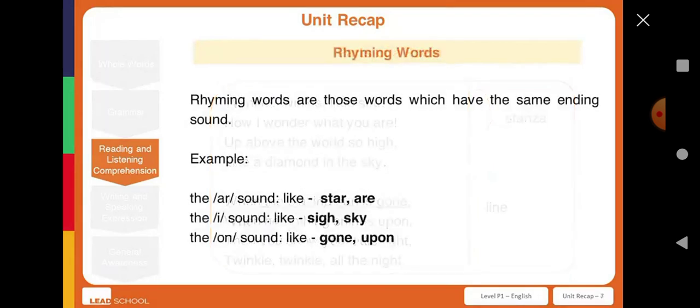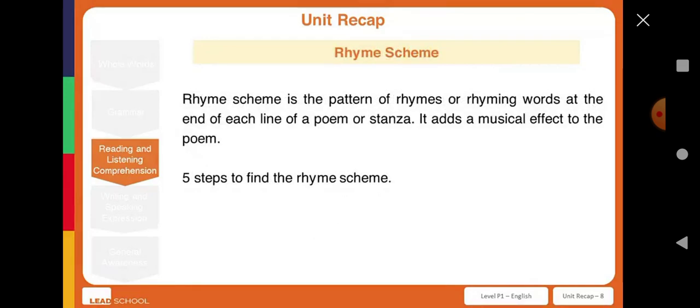We learned that rhyming words are those words which have the same ending sounds. We read how poets use rhyming words to make poems sound musical. Here are some examples of rhyming words from the poem The Star. We also read how rhyme scheme is the pattern of rhymes or rhyming words at the end of each line of a poem or a stanza. This is done to add musical effect to the poem.